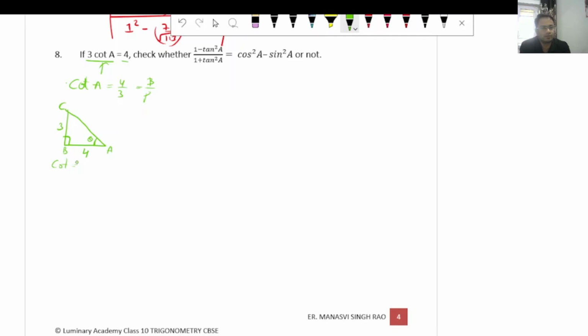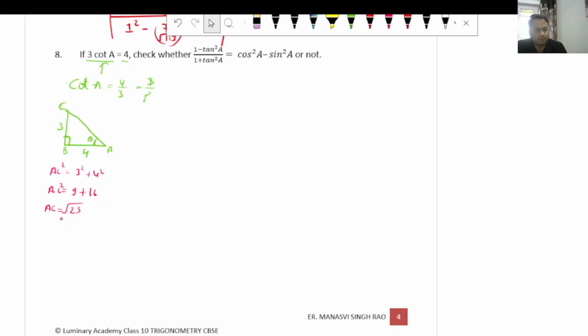To find that, what you will be doing is, you need to find the hypotenuse. So I'm directly doing it. AC square is equal to 3 square plus 4 square. 3 square is 9, 4 square is 16. So this will be 25. So AC square will be 25. So AC will be under root of 25, that is 5. So you got the value of AC, it is 5 units.